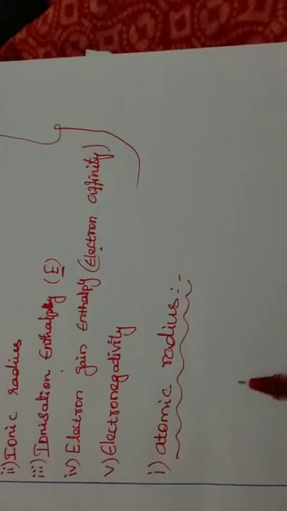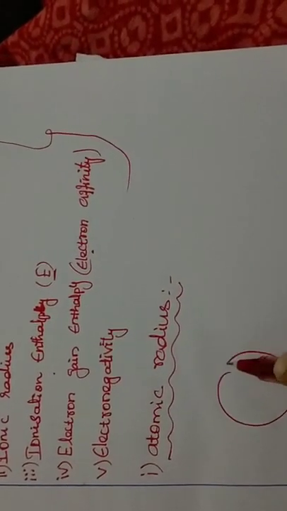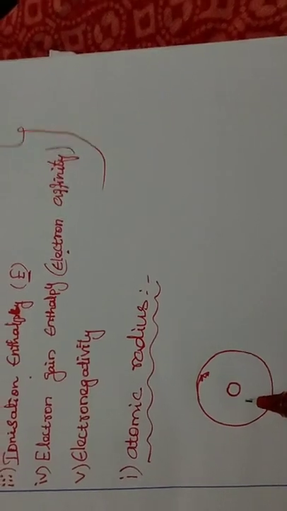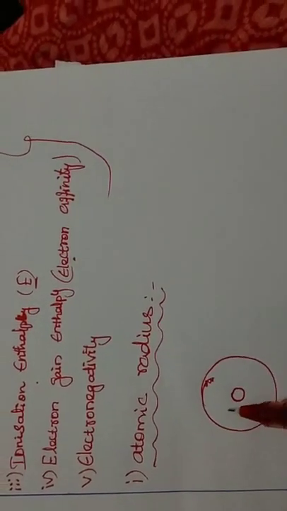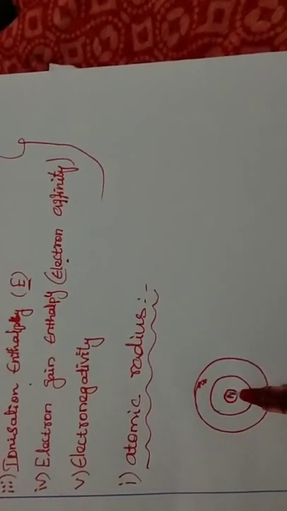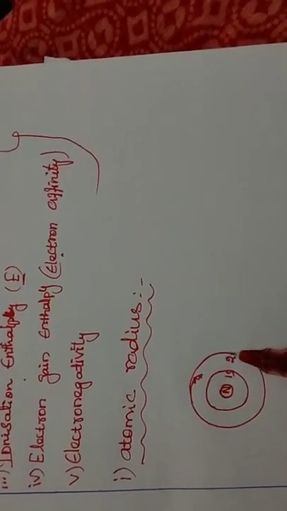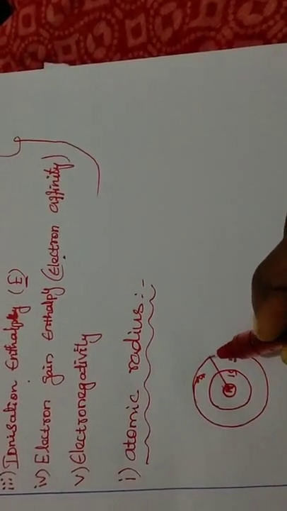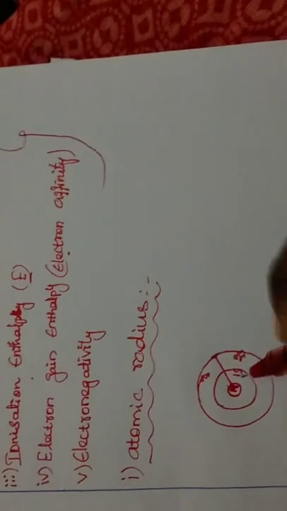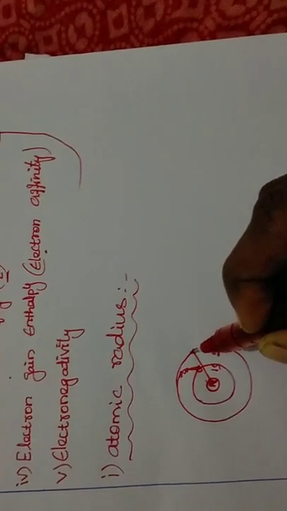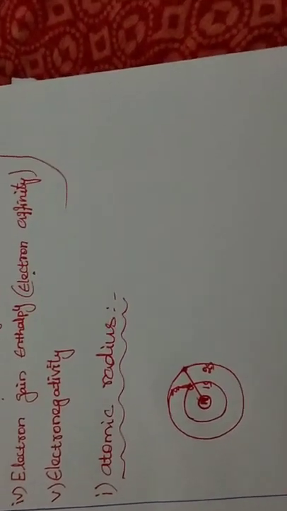You take, for example, one atom. So atom should contain one nucleus and orbitals. Okay, so this is nucleus, this is first orbital, and this is second orbital. So distance from the center of the nucleus to outermost shell. Okay, so the distance from center of the nucleus to outermost shell is known as atomic radius.